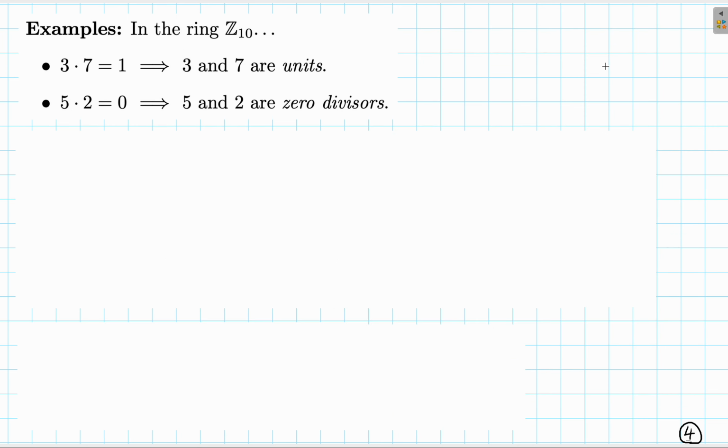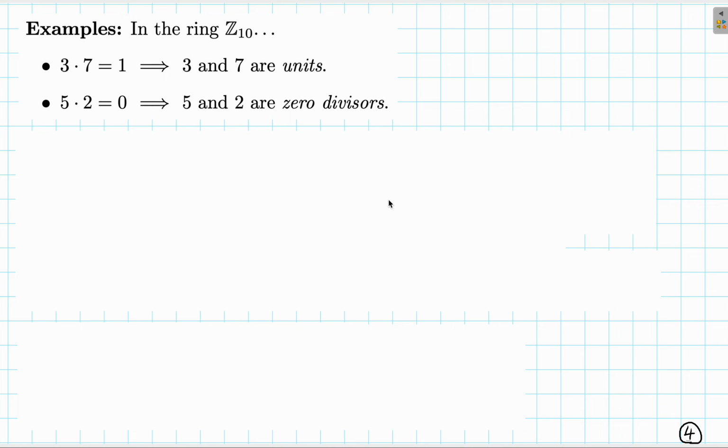We'll introduce a couple of new terminologies, but let's first look at some examples. In the ring Z10, we see that 3 times 7 is equal to 1, the multiplicative identity. And therefore, we say that 3 and 7 are units. We also have in Z10 that 5 times 2 is equal to 0, the additive identity. And therefore, we say that 5 and 2 are 0 divisors.